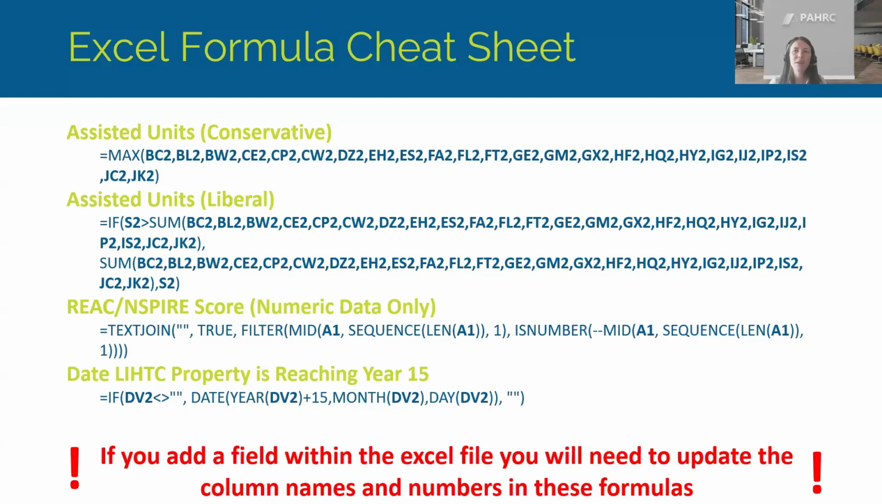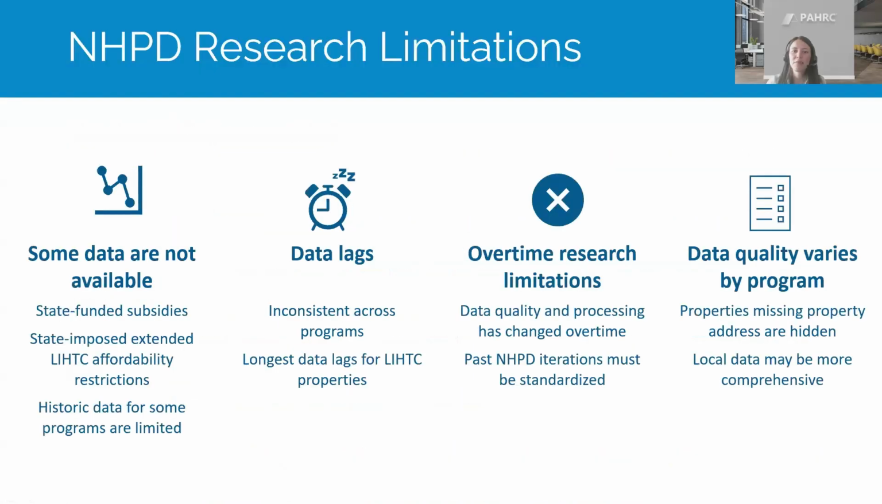So for context, REAC scores and Inspire scores are based off of an inspection of the building. They're available for public housing and Section 8 project-based rental assistance properties. And the score can be anywhere from 0 to 100. Scores below 60 are considered failing and might indicate that the property may require investment. So it's a common proxy to monitor the condition of the property that you might want to consider looking into.